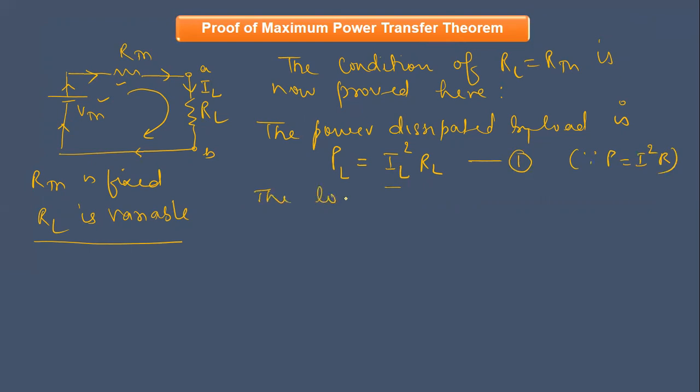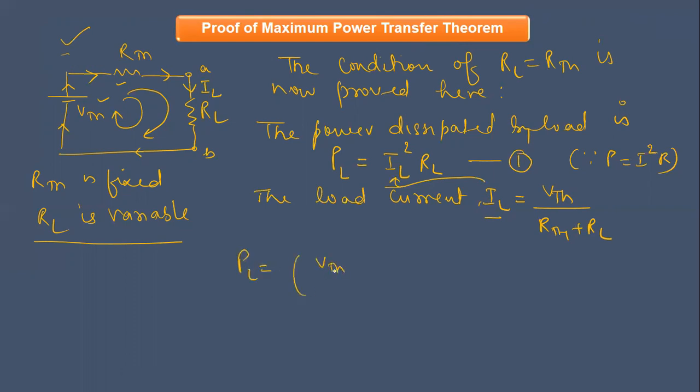The load current IL, if you apply KVL in this particular mesh, you will get IL equal to VTH by RTH plus RL. This is the Thevenin's equivalent basically, so we can use the same formula for the load current also. We will substitute this value here. So we have PL equal to VTH square divided by RTH plus RL whole square, into RL.